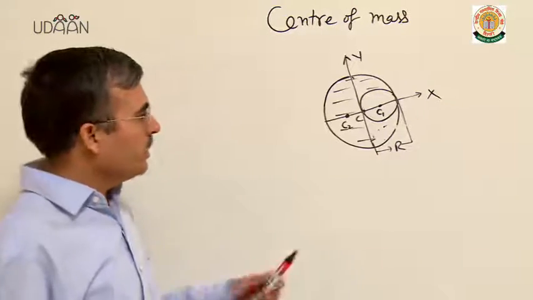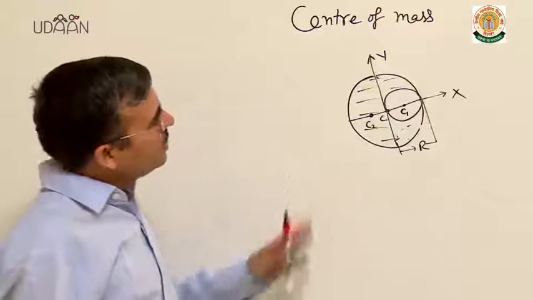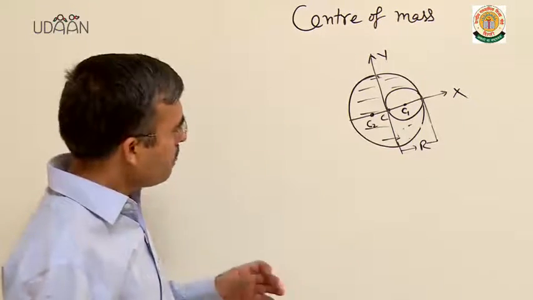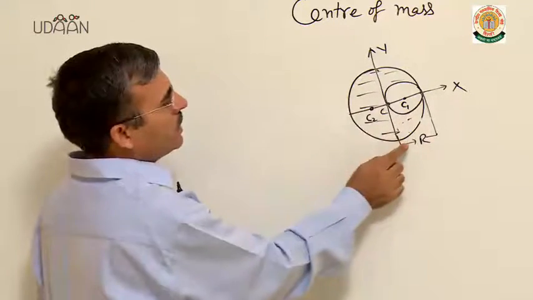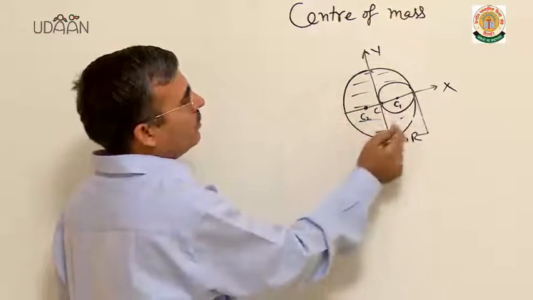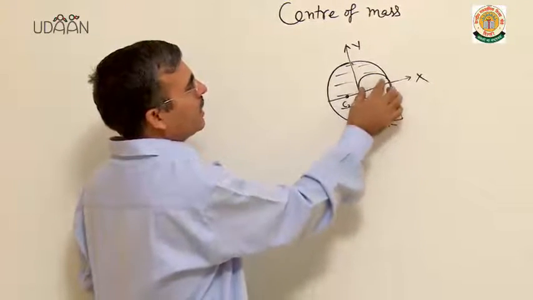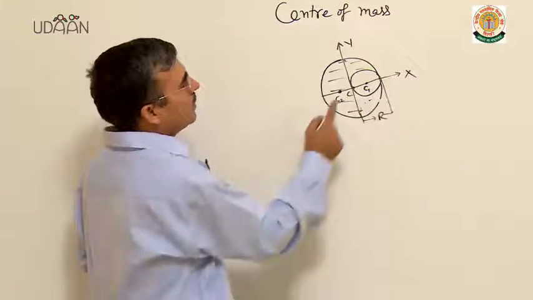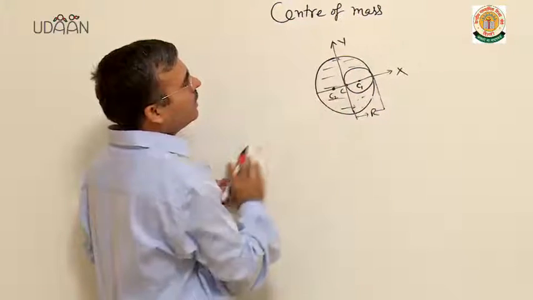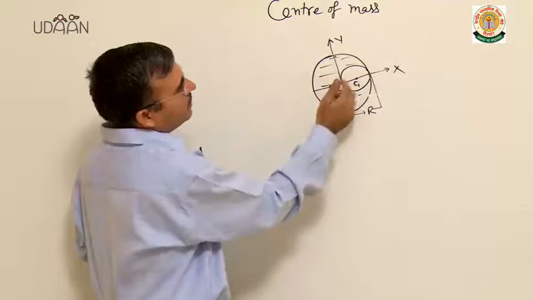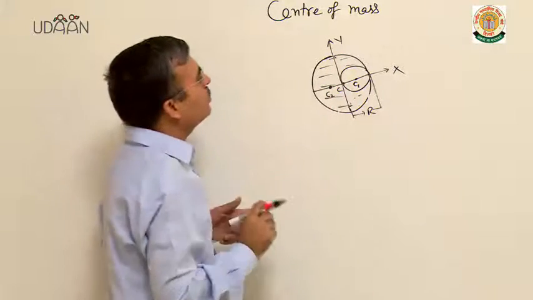We take one more example, when some part of the body is removed, how the center of mass shifts. Okay. It is a uniform disc of radius r. From this disc, a part of radius r by 2 is removed. Now I want to find out the position of the center of mass of the residual part. Definitely due to symmetry, center of mass will shift this side. I want to find out its position.